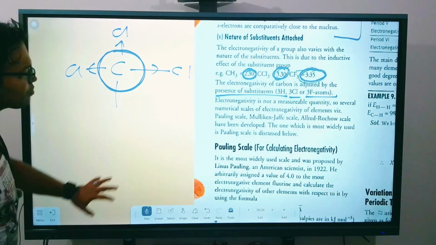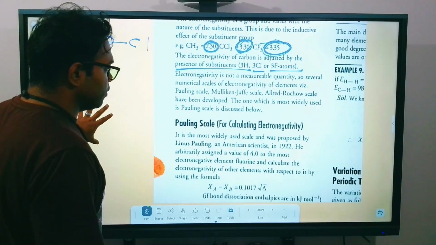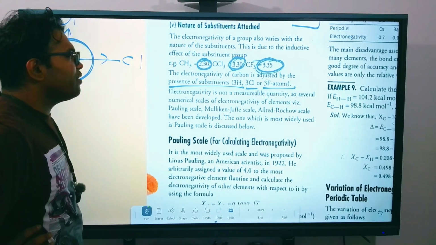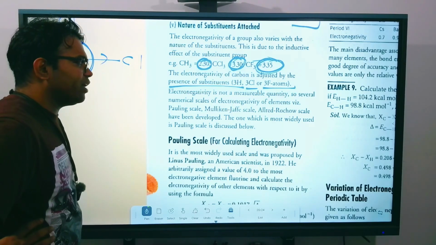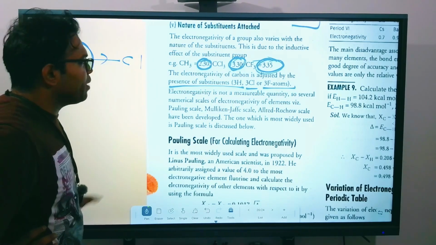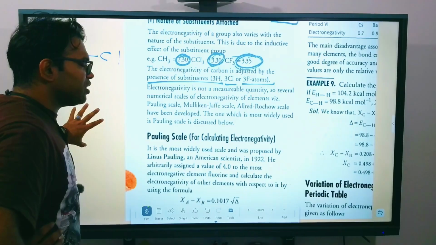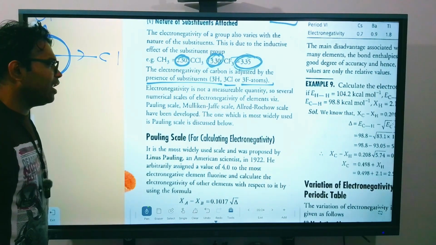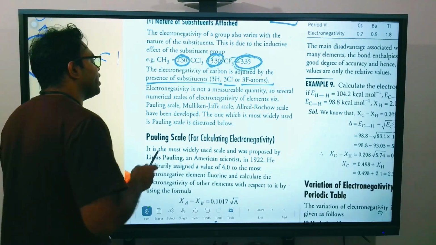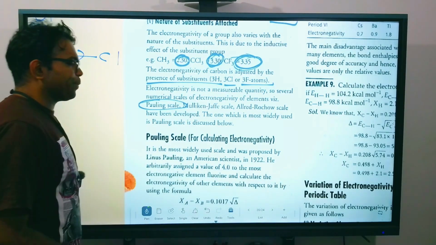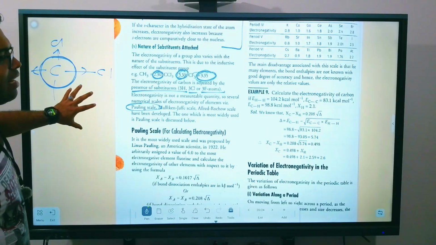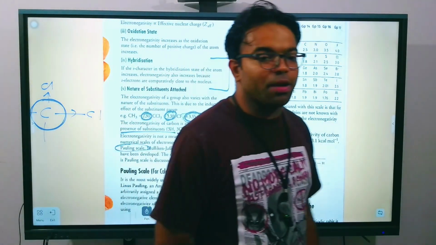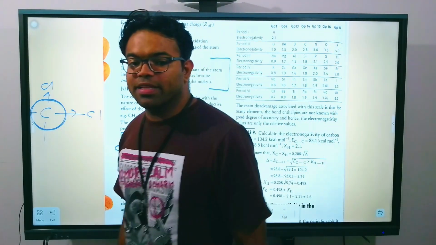Okay, let's move on. Electronegativity is not a measurable quantity. So several numerical scales of electronegativity of elements, namely the Pauling scale, the Mulliken-Jaffe scale, and the Allred-Rochow scale, have been developed. We are only going to be interested in the Pauling scale. This will be the last topic for the class. We will finish this off and then move on to the next chapter in the next video.